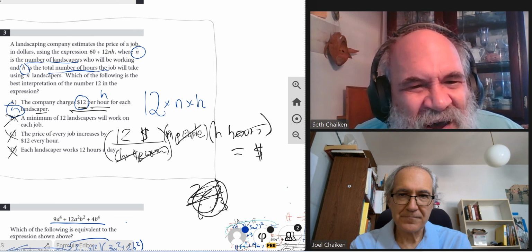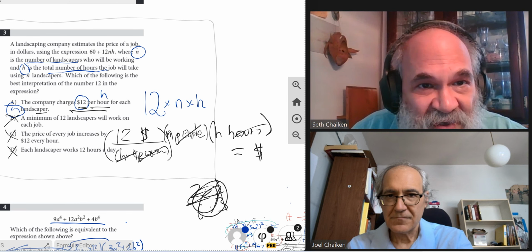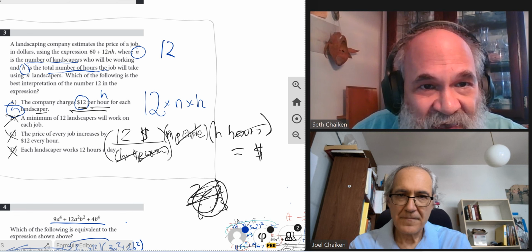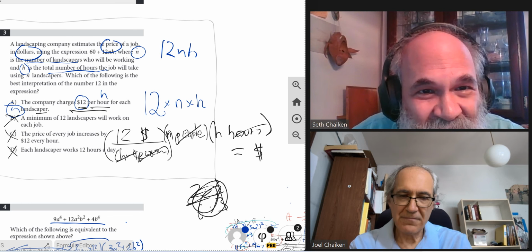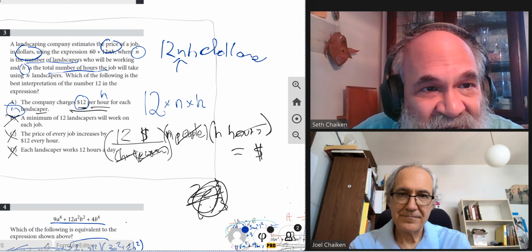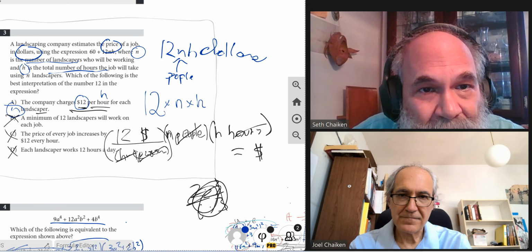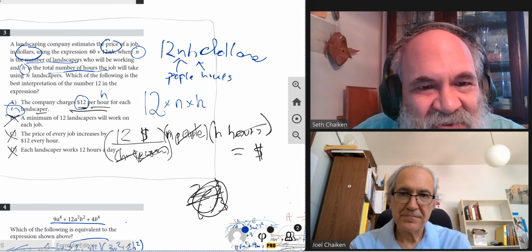Right. And so the first line tells you the units of the formula 12 NH. This is part of the price in dollars. So it's 12 NH dollars. The units of N is number of people, and H is the number of hours. So 12 must be the number of dollars per person per hour.